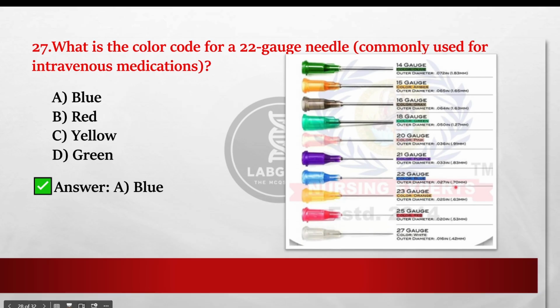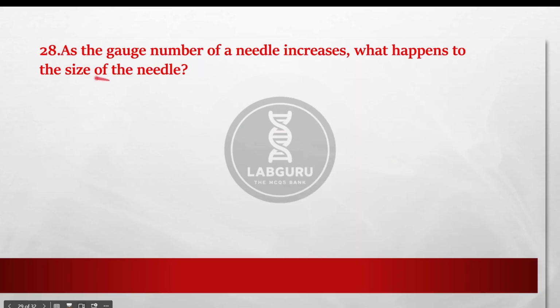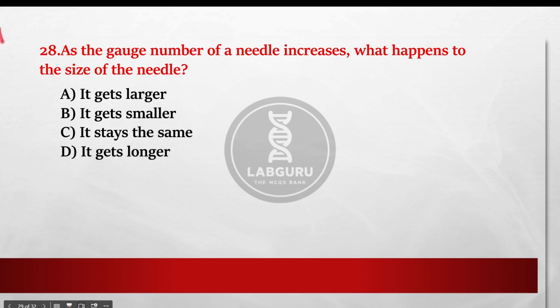Moving toward the next question. Question number 8. As the gauge number of a needle increases, read it very carefully, okay? As the gauge number of a needle increases, what happens to the size of the needle? What is the relation between the gauge number and the size of the needle? Here the options are: option A, it gets larger, option B, it gets smaller, option C, it stays the same, and option D, it gets longer. So the right answer is it gets smaller.